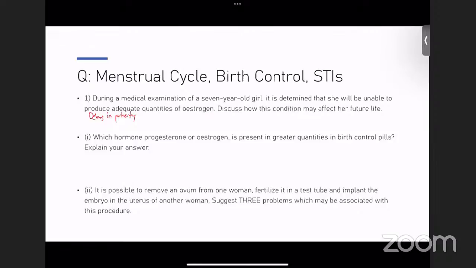Would it be difficult for her to get pregnant? I would say, yeah, sure. I'd put that.